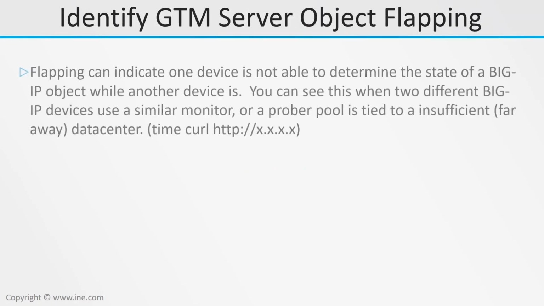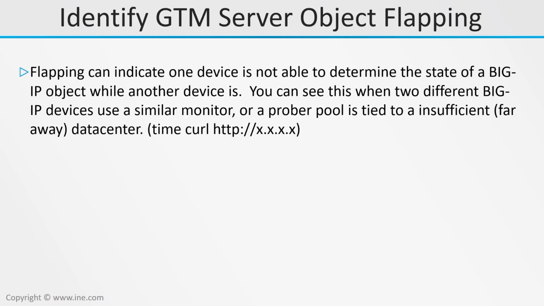Okay, so let's start out by identifying GTM server object flapping. Flapping can indicate one device is not able to determine the state of a BIG-IP object when another device is already doing it. You can see this when two F5 devices use a similar monitor or prober pool, and it's tied to an insufficient, or what I like to say, far away data center. You can use a troubleshooting tool, curl, and add the time feature to validate the proper response time between two DNS servers.